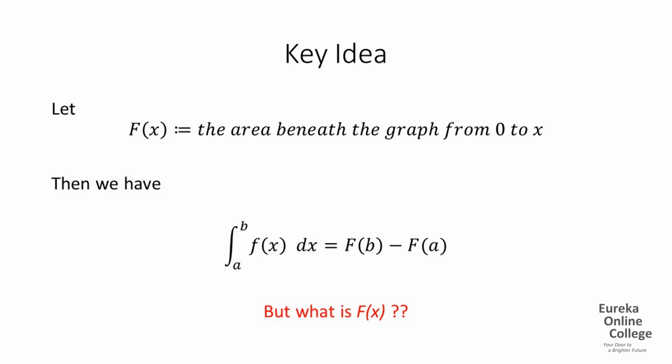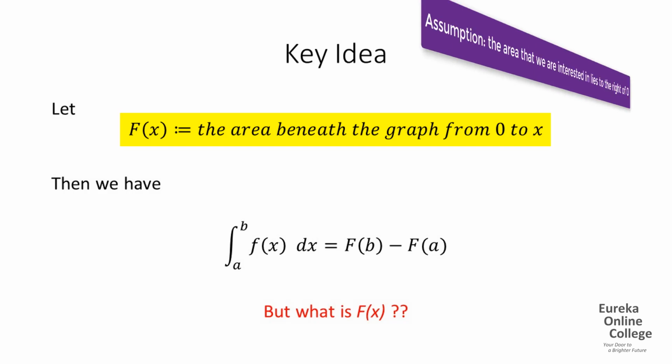Well, the key idea is to define this new function, big F of x. Big F of x is going to be defined to be equal to, so whenever I use a colon and an equal sign, as I have done here, that means I'm defining the thing on the left to be the thing on the right. If you haven't come across that before, that's what that means. I've written it in words here, just for ease. So big F of x is going to be the area beneath the graph from 0 up to x.